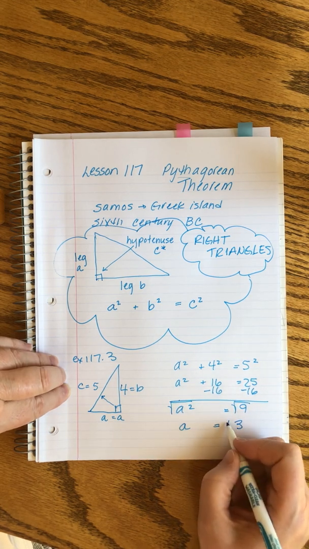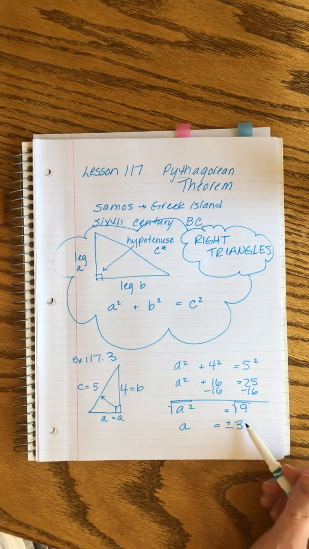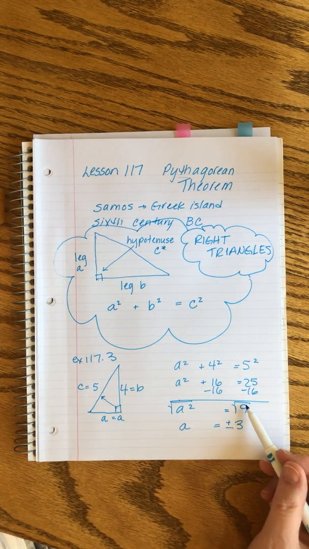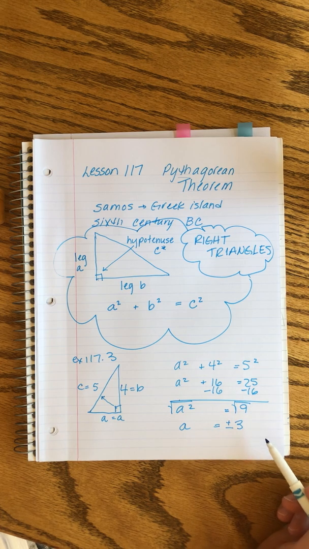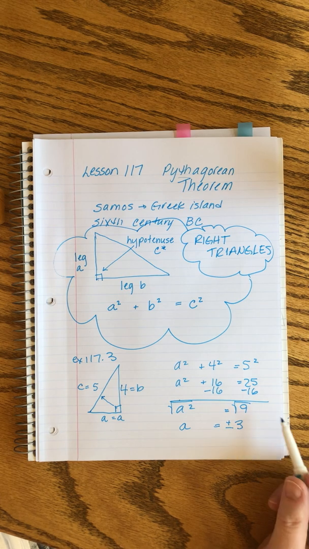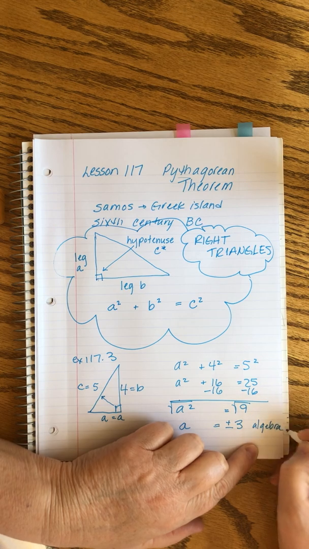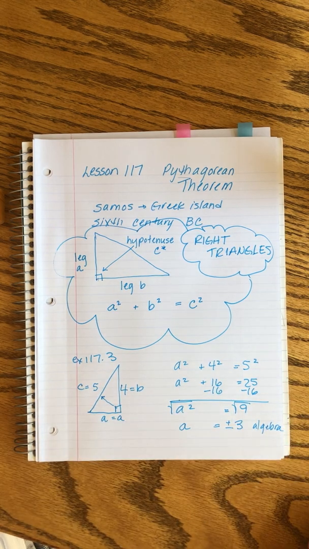Now, we also have to say it's plus or minus 3, right? Because positive 3 times positive 3 equals 9. But negative 3 times negative 3 also equals 9. So negative 3 could be a solution, right? So in terms of algebra, we have to recognize that minus 3 is a solution.